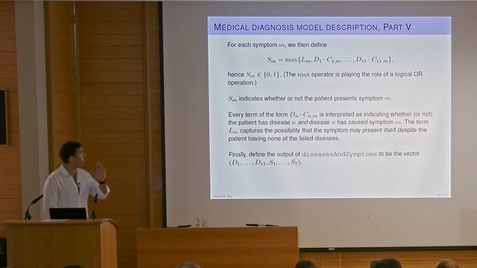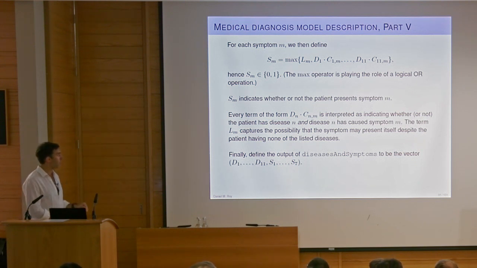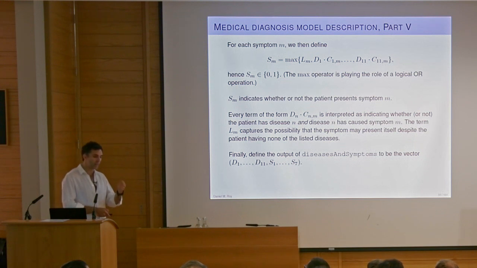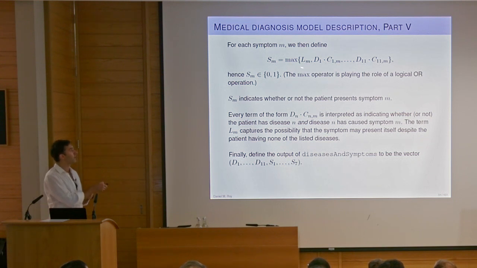Now how do I put these together? We had the Ds, D1 up to D11. These indicate whether you have an underlying disease. You're not going to see these, usually. And now I'm telling you the computation that you perform in the model to decide that this person is going to present some symptom M. You're going to present this symptom M if you've decided to spontaneously present it, or there's a max here, right? These are all 0, 1, so a max is like a logical or. So you'll present the symptom if you spontaneously do, or if you have disease 1 and 1 causes symptom M, dot, dot, dot, you have disease 11, and it is a case that 11 will cause M.